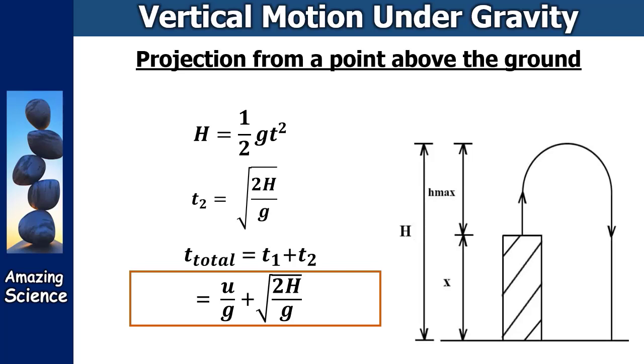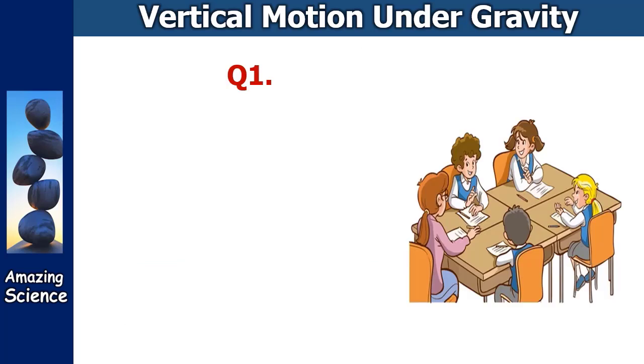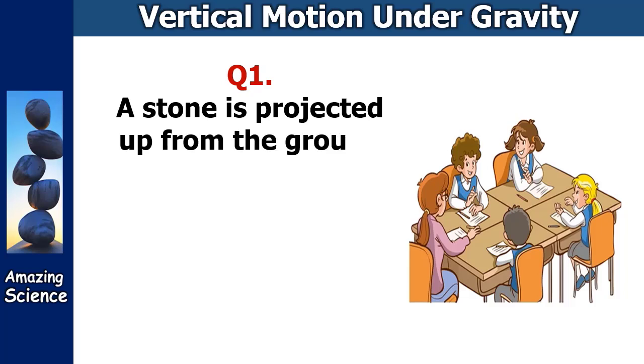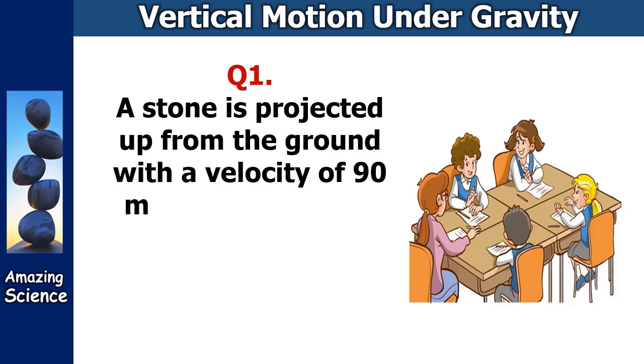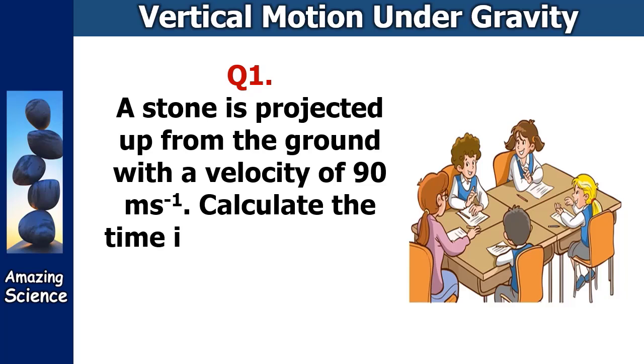At this point, we have gone through all the necessary cases and concepts for vertical motion under gravity. So let's solve some problems. Our first problem: a stone is projected up from the ground with a velocity of 90 meters per second.